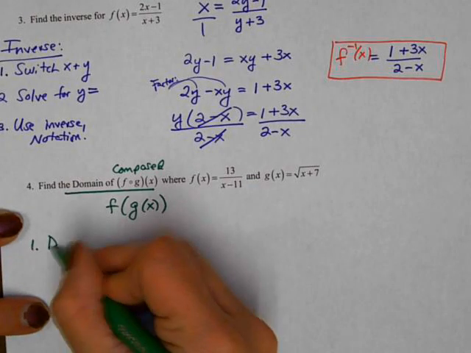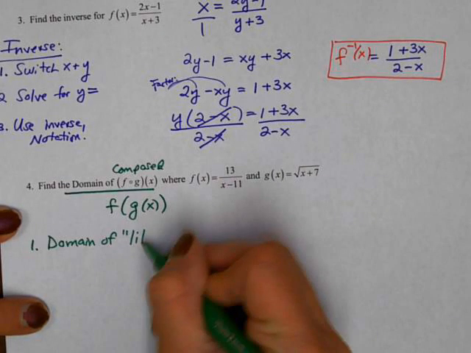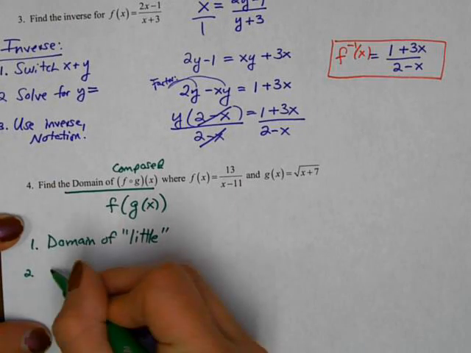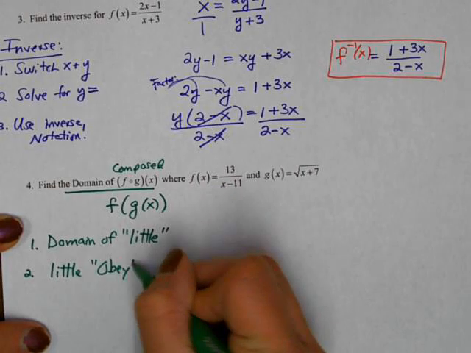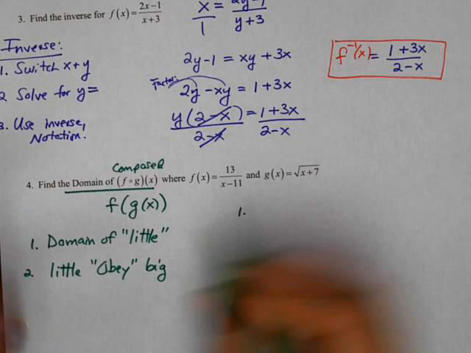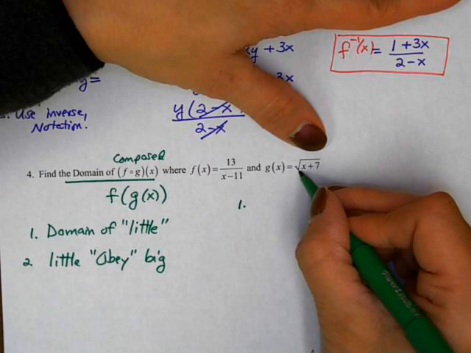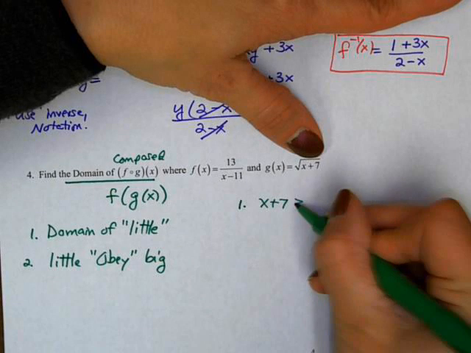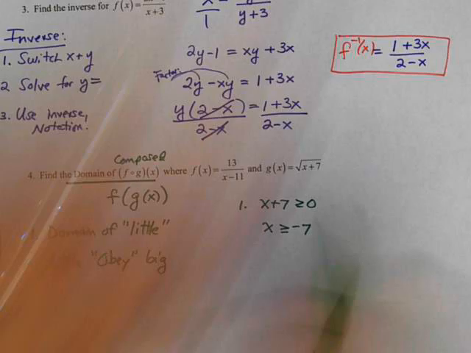Step 1, you find the domain of, quotes, the little guy, whatever the little function is. Then step 2 was the little function must obey the big function. Okay, so let's go work on our steps over here. Step 1, the domain of the little guy, which happens to be g. So what's the domain of this? The expression under the radical has to be greater than or equal to 0. So g wants numbers that are more than or equal to -7.